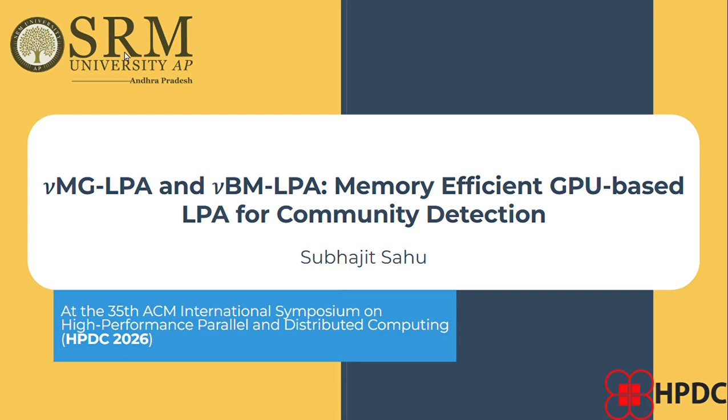Hi again. This is our second work. It is on community detection on static graphs using LPA, or label propagation algorithm. It is a fast algorithm, but it identifies communities of medium quality. Here we are proposing a memory efficient GPU-based approach.